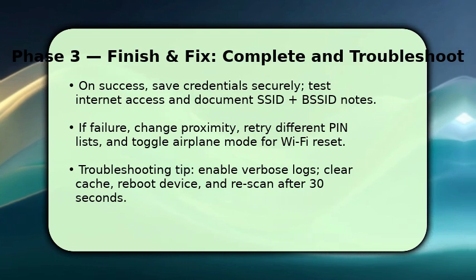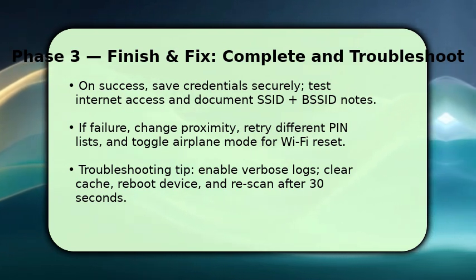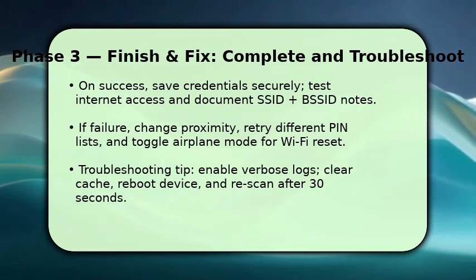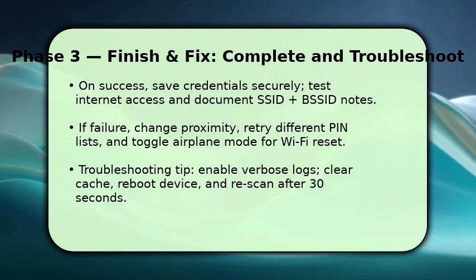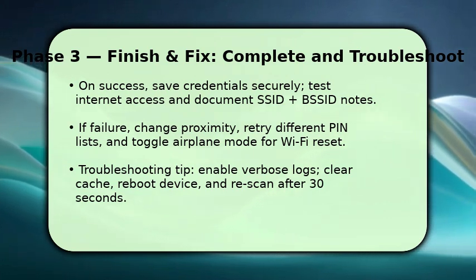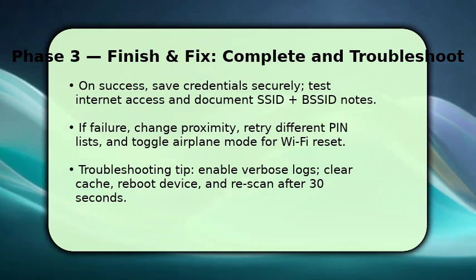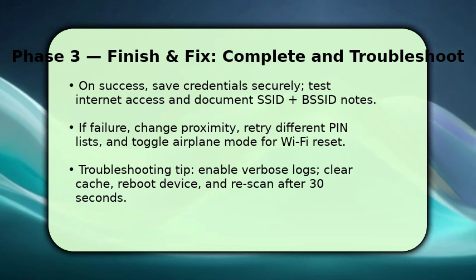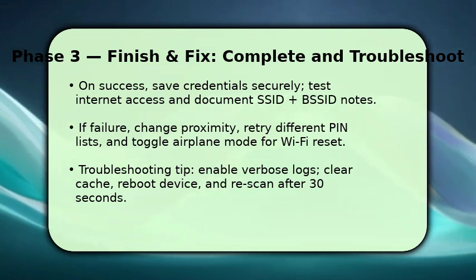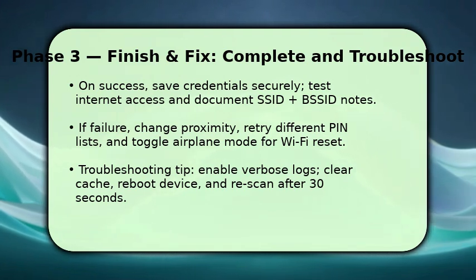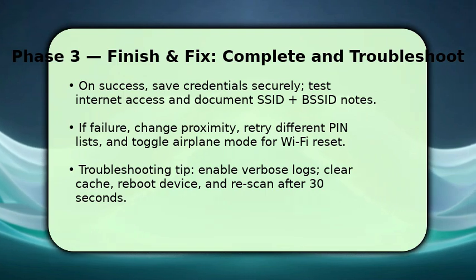If you fail, first change position relative to the router, then retry using alternate PIN lists or custom entries. Also toggle airplane mode or reboot Wi-Fi to reset session locks. For one key troubleshooting approach, enable verbose logging inside the app. Clear its cache, reboot your device, and wait 30 seconds before rescanning. This often reveals transient errors and unlocks stalled attempts.